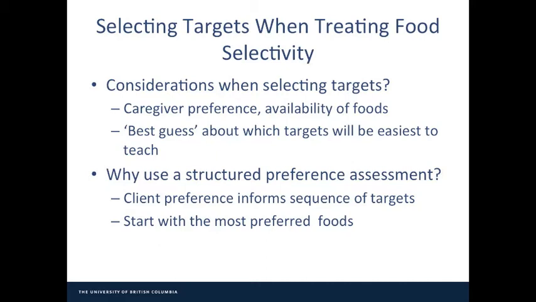So why also use a structured preference assessment? For us, the goal was to allow the client's preference to inform the sequence of targets. So if we're going to teach him to accept new foods, why not start with, of the foods that he doesn't like, start with the ones that he hates the least or the ones he likes the most of those ones, and then through the preference assessment, use that hierarchy to inform the sequence of targets.